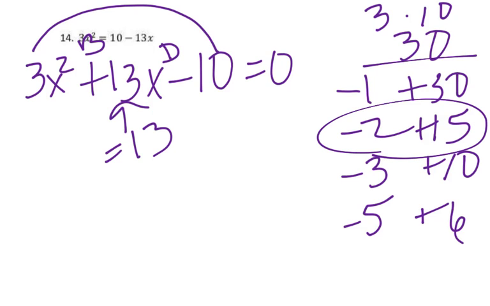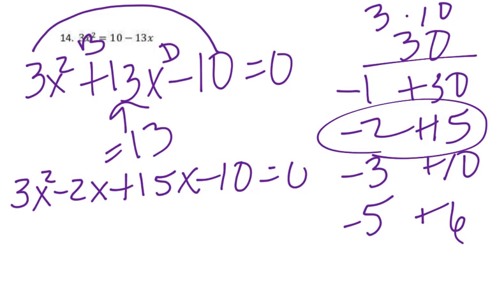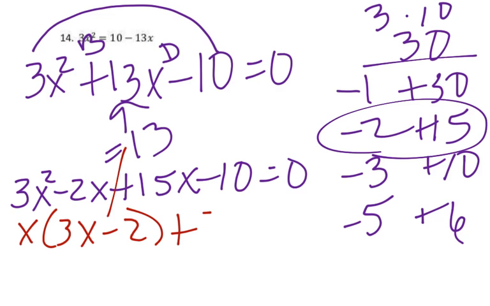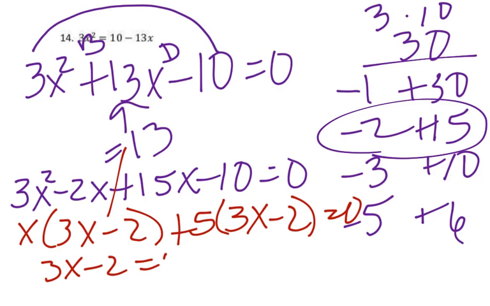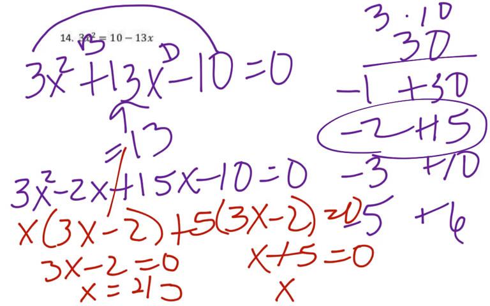Since there was a number in front of x squared, I got to bring it down. I can't just go to my equations yet. 3x squared minus 2x plus 15x minus 10 equals 0. Cut it in half, pull out an x, and it leaves you 3x minus 2, plus pull out a 5, and it leaves you 3x minus 2. So your equations are 3x minus 2 equals 0, and x plus 5 equals 0. When you solve those, you're going to get x equals 2/3, and x is equal to negative 5.